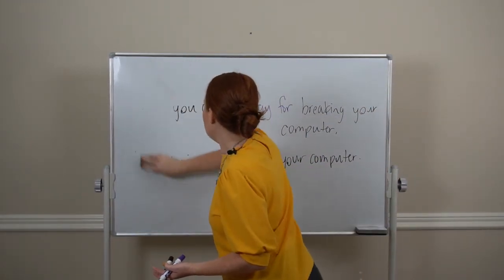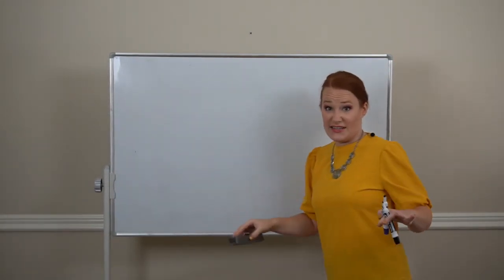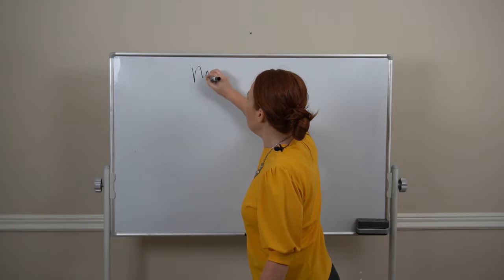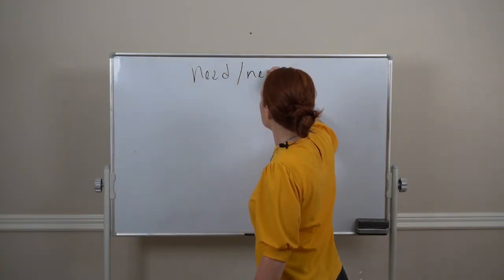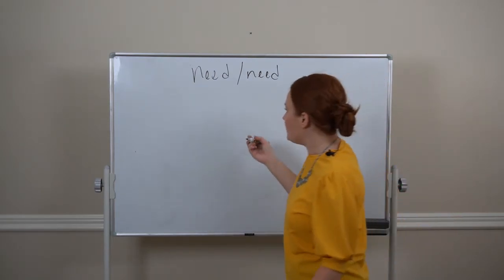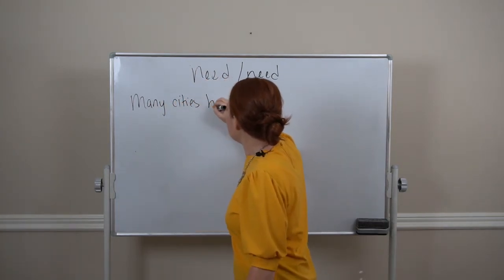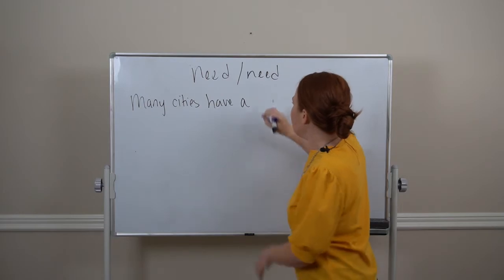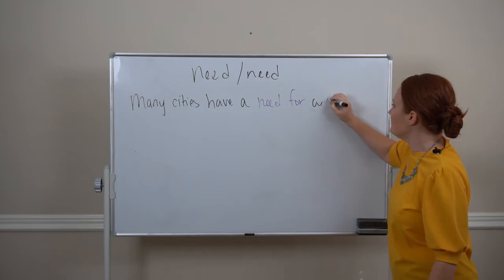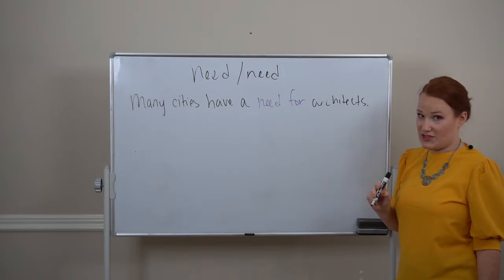Sometimes the noun form has a dependent preposition and the verb form doesn't. So with the word need, it's the same in noun form and verb form, but the noun has a dependent preposition. Many cities have a need for architects. So for is our dependent preposition here.